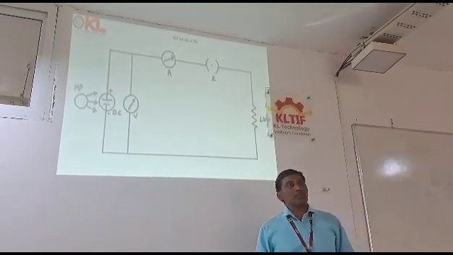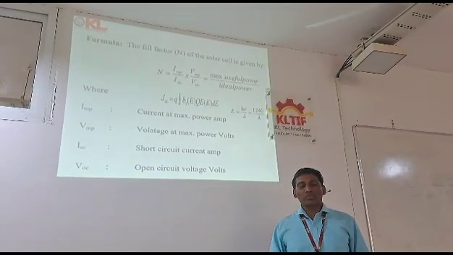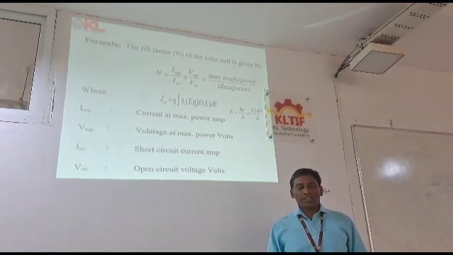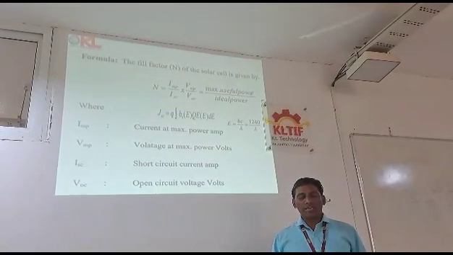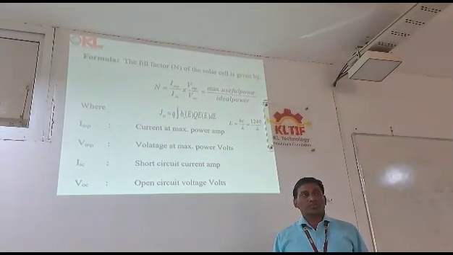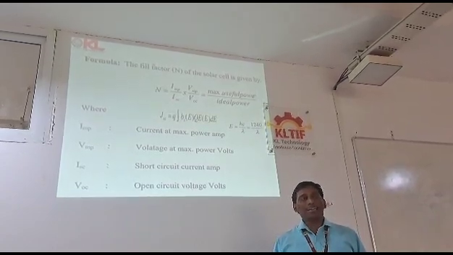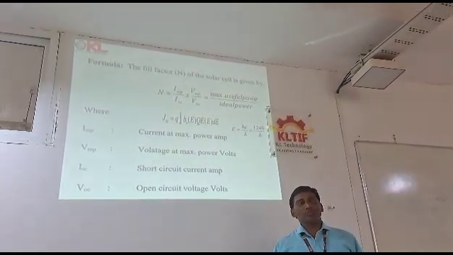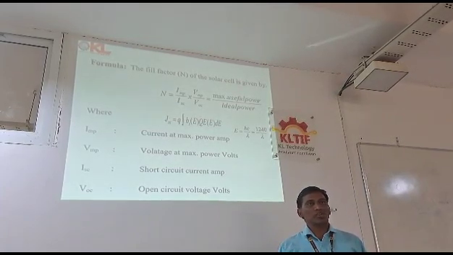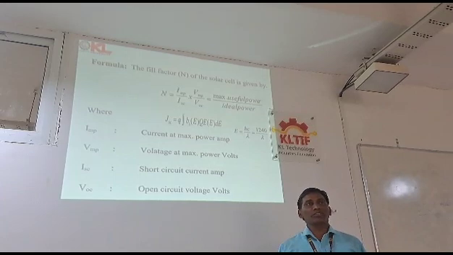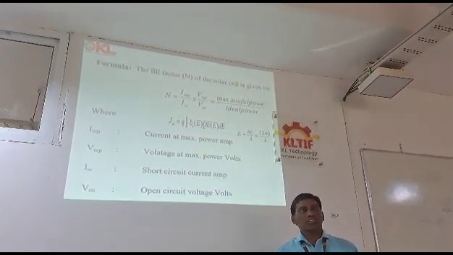One formula you already know. The fill factor N of the solar cell is given by N equal to I maximum divided by ISC into V maximum divided by VOC, equal to the maximum useful power divided by ideal power. The maximum useful power is how much radiation the solar cell is saving, so that is the energy you will get. The ideal power means how much energy maximum you can produce with the solar cell.